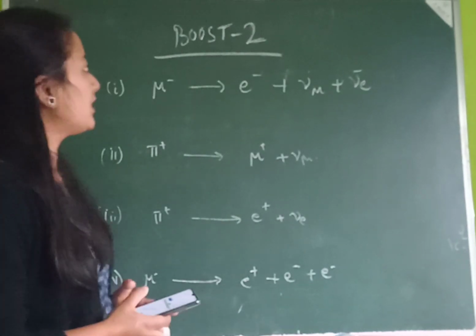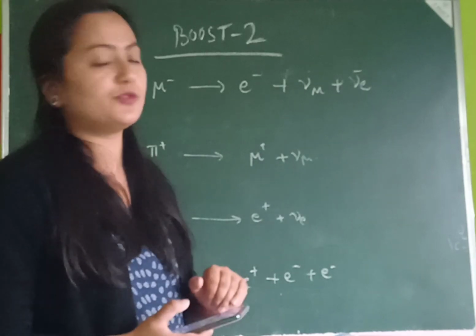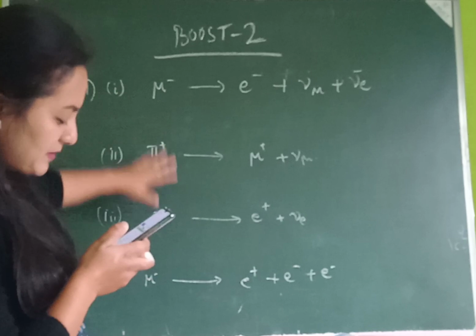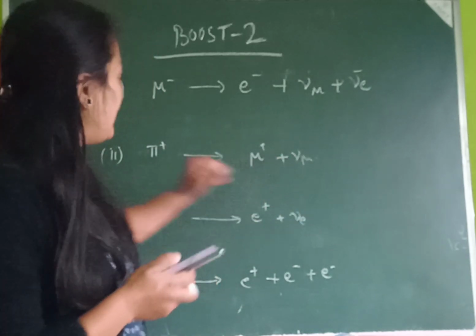I'll be solving questions in your boost series. So this is your boost 2. The first question was these many interactions were given and then you are asked to see which of the following is forbidden, right? Okay.